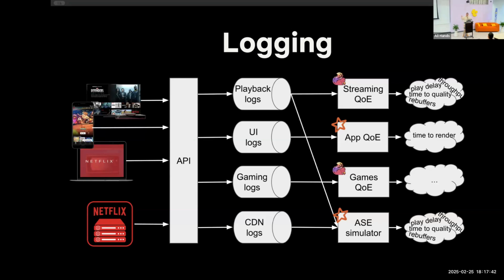Those logs are used differently. We have quite a bit of Flink for stream processing, also some Spark. Most of them are streaming QoE: you use the logs for assessing the quality of experience of the stream. Same with the app, same for the games. You calculate some metrics out of it. The AC simulator here, AC meaning adaptive streaming engine.